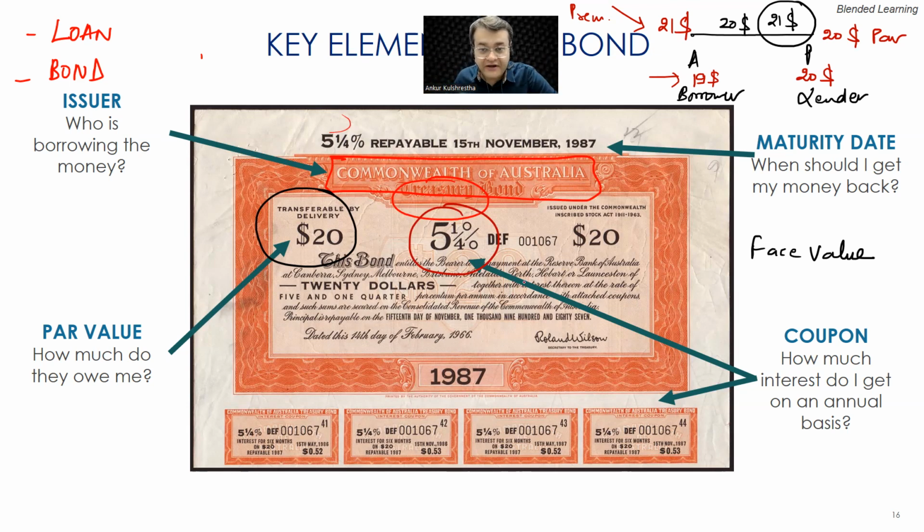Okay, if you read the fine print here, 5 and 1/4, which means 0.25. Okay, rate secured percent per annum is what I wanted to say. So the coupon per annum is $1.05.